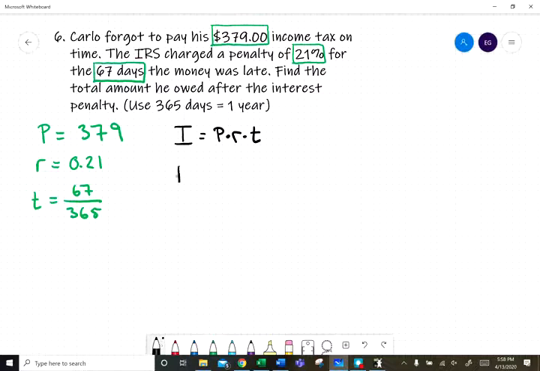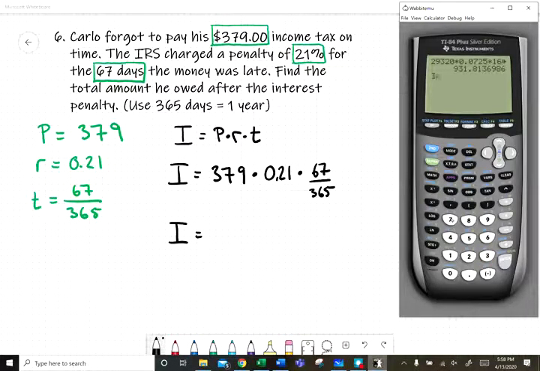Okay, let's plug this into our formula. Principal, 379, times the interest rate, which is 0.21, times the time, which is 67 over 365. Okay. So let's bring up the calculator. $379 times 0.21 times the fraction 67 over 365. So again, fraction means division. So times 67 divided by 365.